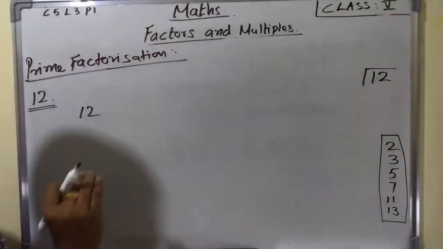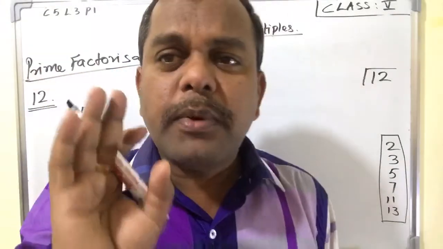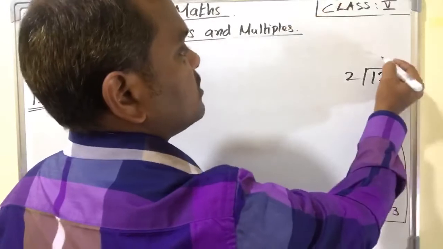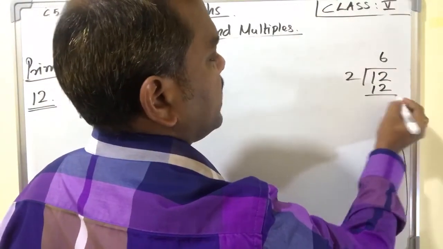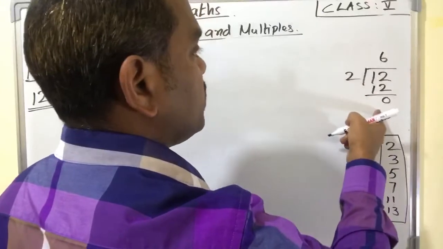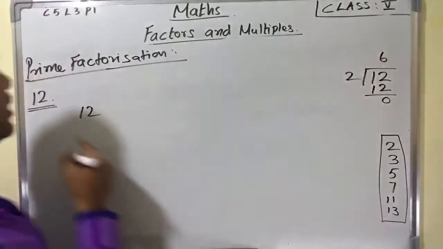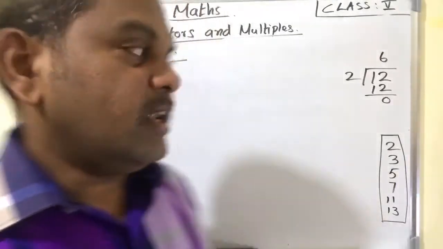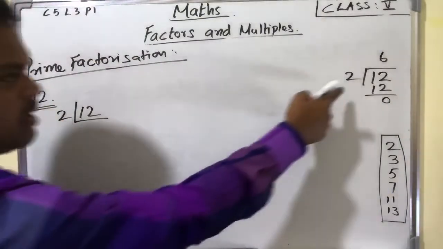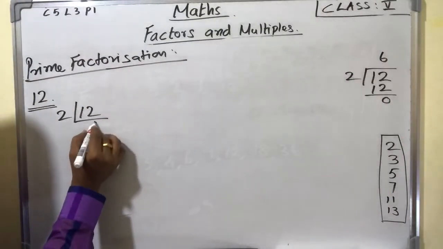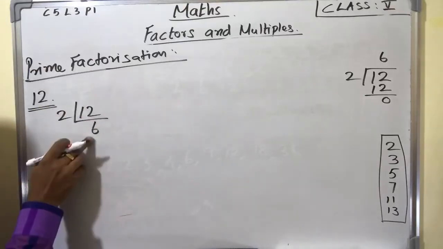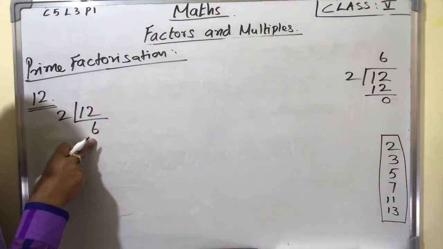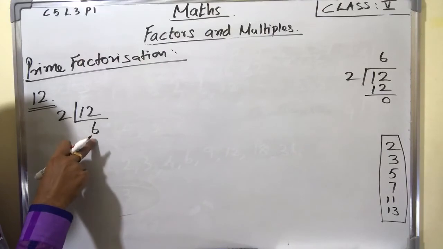12. You have to divide the 12 with the lowest prime number. What is the lowest prime number? 2. Divide by 2. 6 2s are 12. Balance 0. Okay, so normally we are dividing like this, but here we are dividing like this with the lowest prime number 2. How to divide? 6 2s are 12. 6 is the remainder. Okay, there 6 is the quotient, but here it is the remainder. Understood?